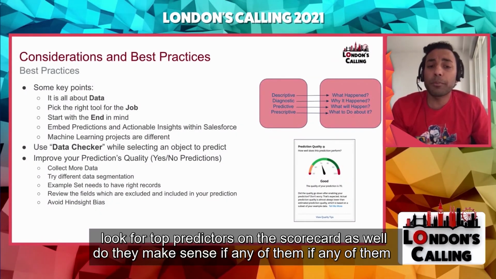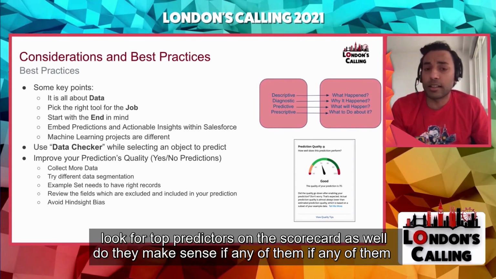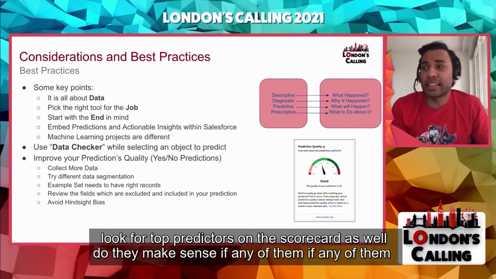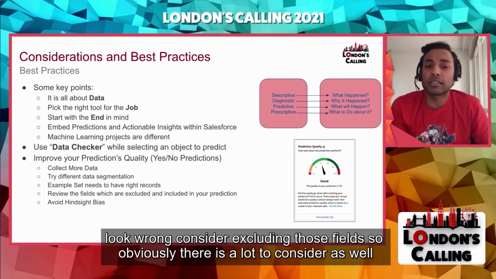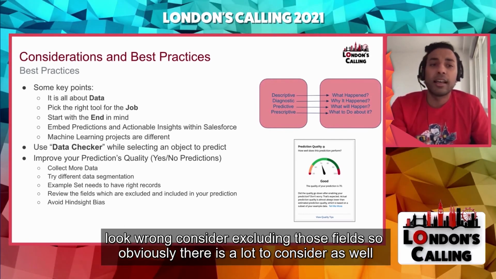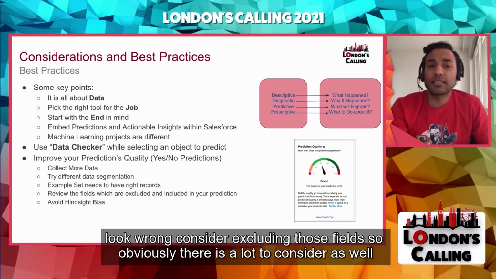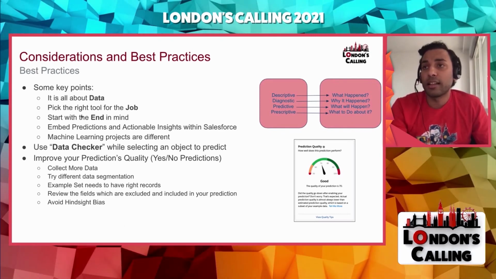Look for top predictors on the scorecard as well. Do they make sense? If any of them look wrong, consider excluding those fields. So obviously there's a lot to consider.